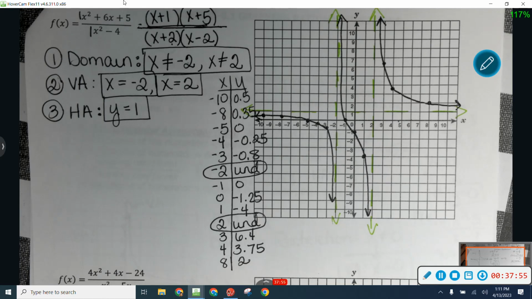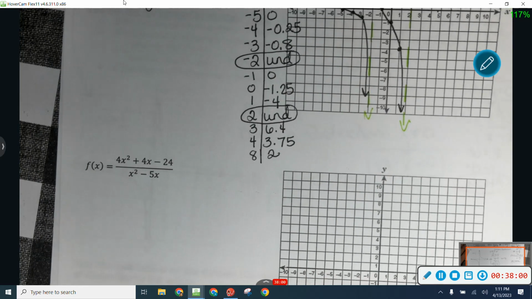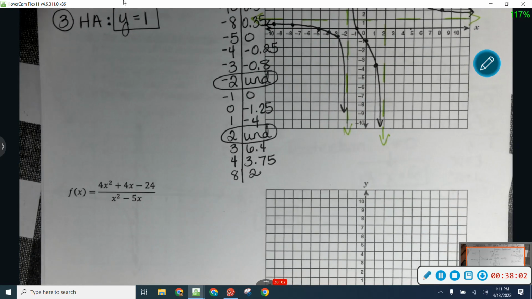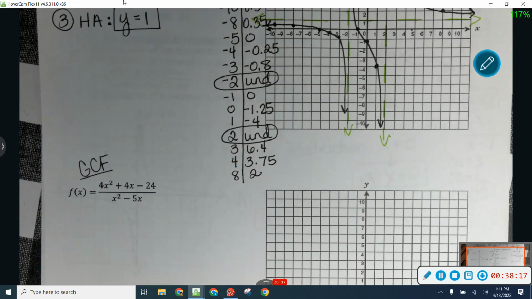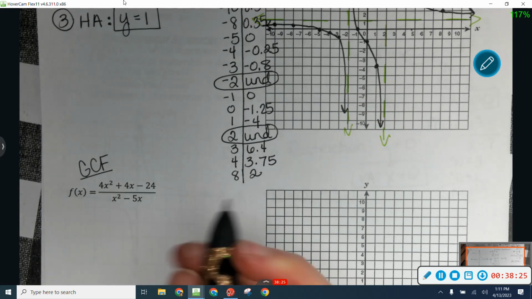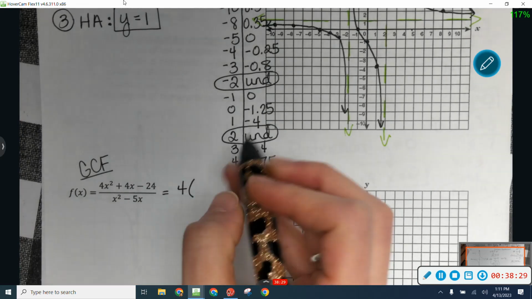Okay, do we have any questions on that? Okay, last one. We've got 4x squared plus 4x minus 24 and x squared minus 5x. So, the examples before, we didn't have coefficients in front of x squared, but now we've got a 4. Remember that when you factor, you should always be checking for a GCF. So, here, I've got 4, 4, and 24. What could my GCF be? And that would leave me with what trinomial?